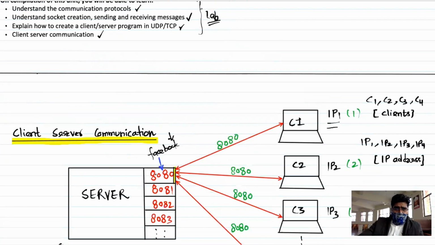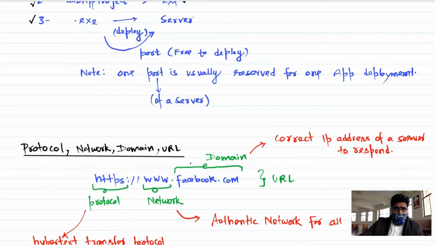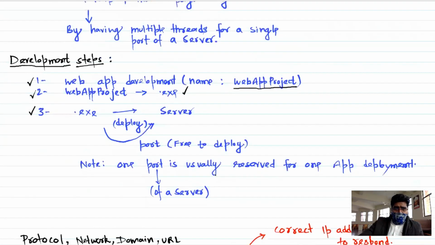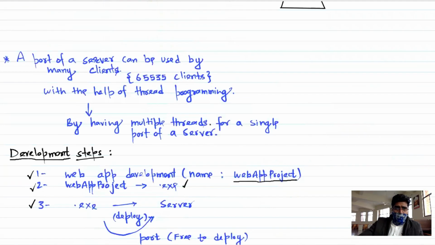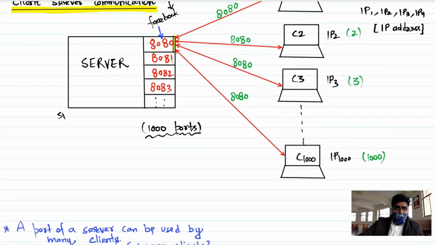And for that we need to reserve a port of a server. Let's say we have reserved port 8080 of the server, right? So we need a port for that. Note, this is a very important point. One port is usually reserved for one app deployment. You are not supposed to deploy more than one app at one port. One port should be used by one web application.